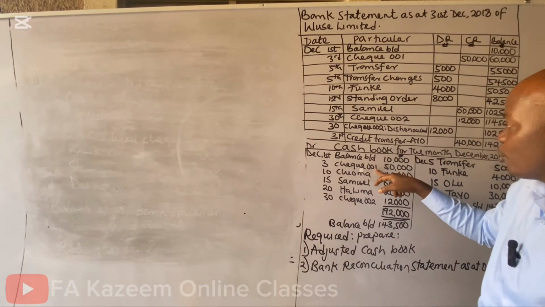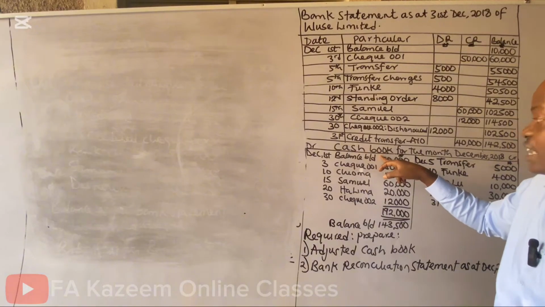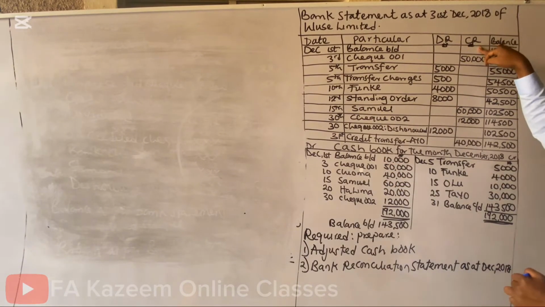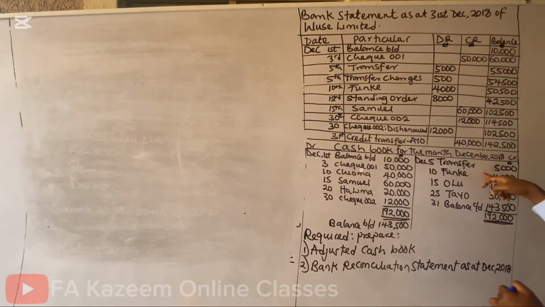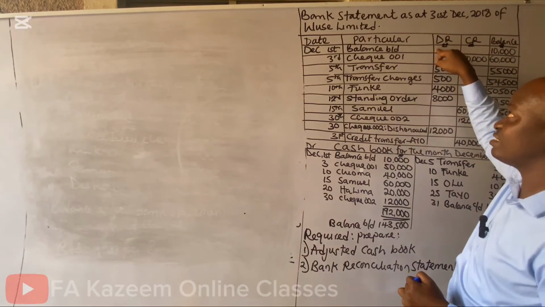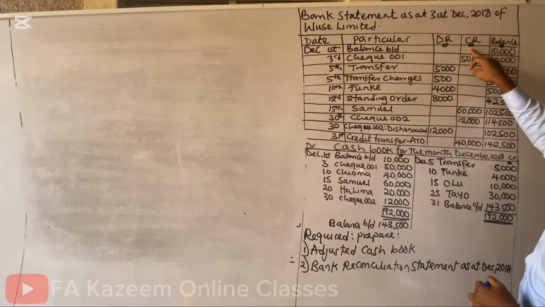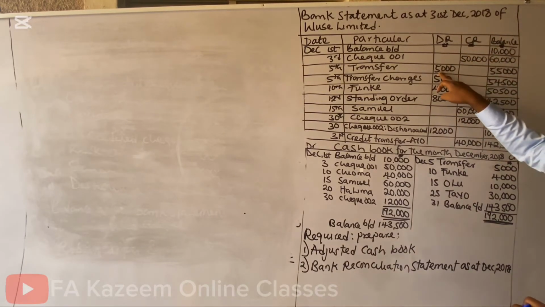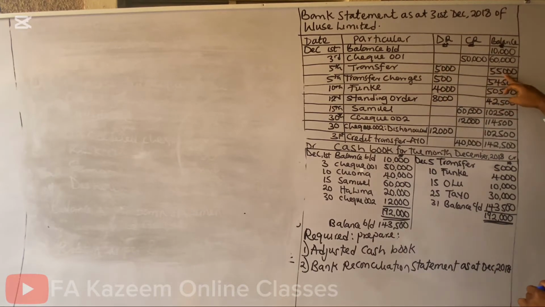Meaning any inflow into the cash book, which is the bank account of the company, any inflow is a credit in the bank statement. And any outflow is debit inside the bank statement. The credit side of the bank statement is an addition to the balance. The debit side of the bank statement is a subtraction from the balance.